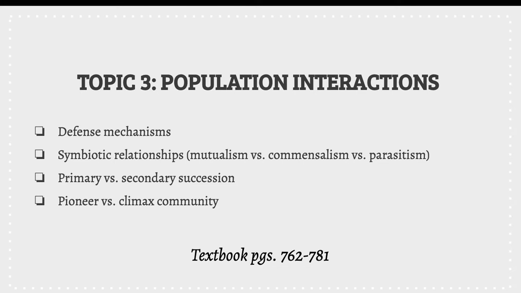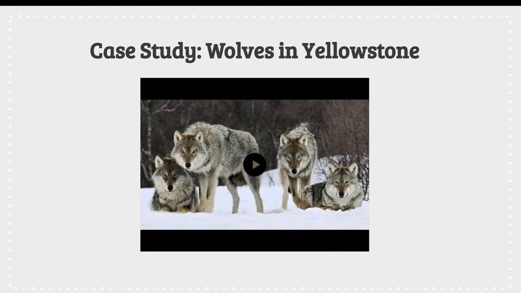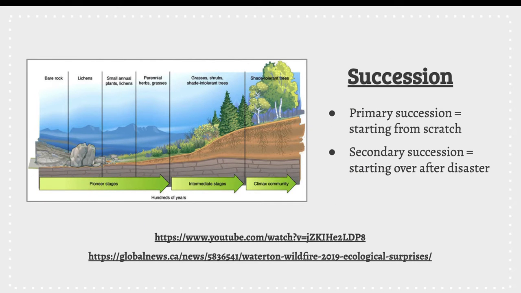Just going back here for a second. So we've done the first two, then we got to move on to the forests. So succession, it says the primary succession is starting from scratch, and secondary succession is starting over after a disaster. There are some videos here you could watch, but basically I'm going to explain it: succession means it's how an ecosystem goes from being nothing to having huge trees growing on it.